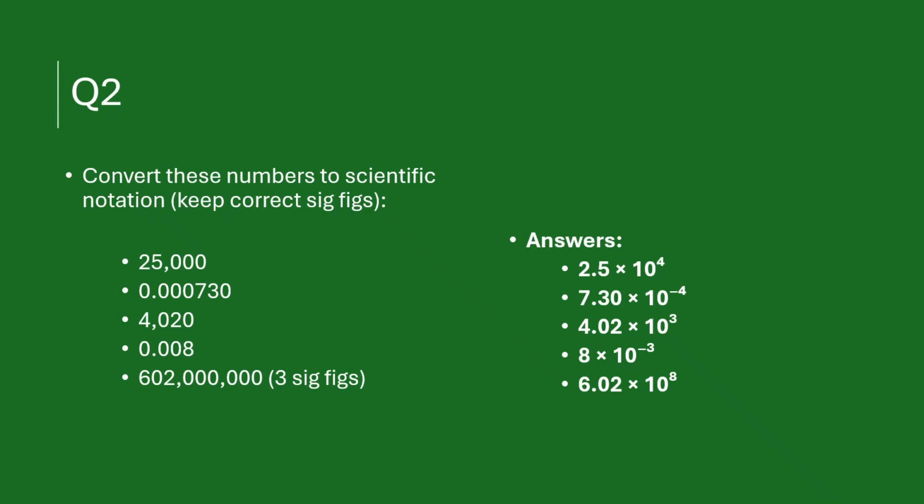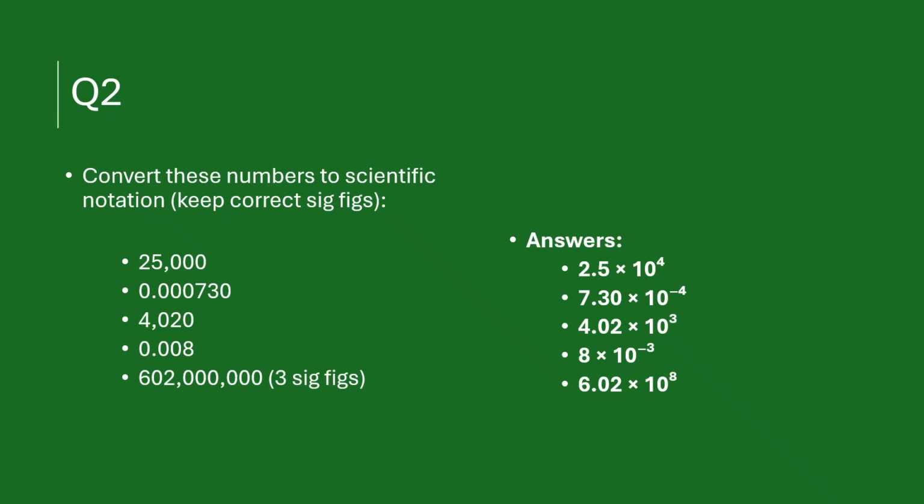To convert item number 1, we're going to move the decimal point. It is assumed that after the last zero we have the decimal point, and we're going to move that to the left. So that becomes 2.5 times 10 to the 4. Why is it positive 4? Because we're moving from right to left.